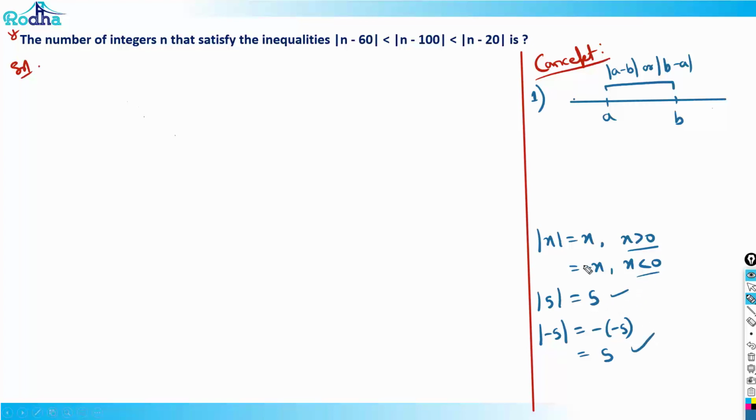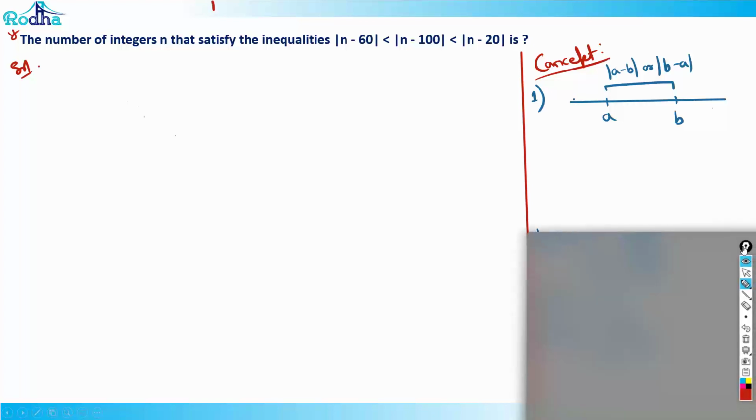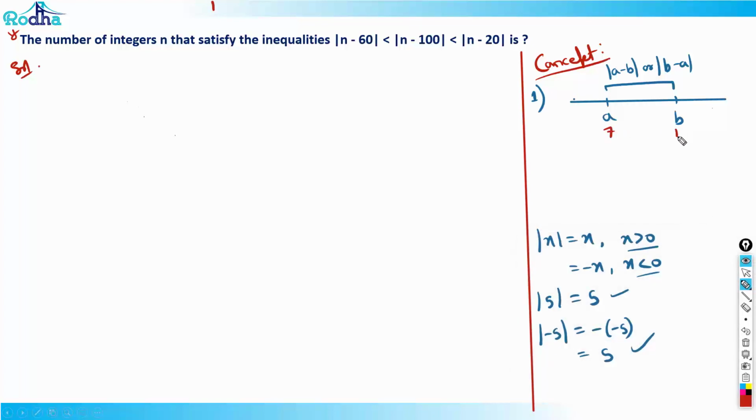These are the two cases. For example, you can put some values here, let's say 7 and 12. The difference between 7 and 12 is 5, right? So mod of A minus B, that is mod of 7 minus 12, equals mod of minus 5, and we know that mod of minus 5 is 5 only. Or I can write it as mod of 12 minus 7, which is again 5. So 5 is the distance between these 2 points A and B, correct?